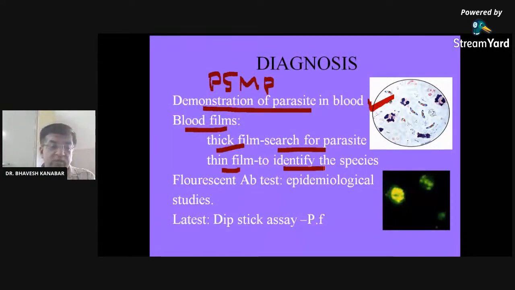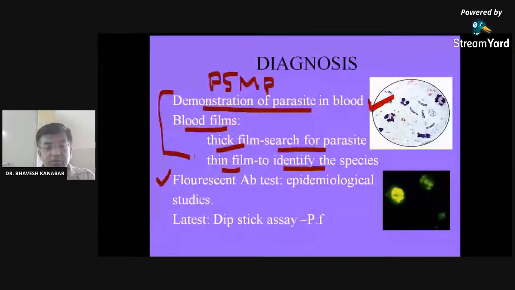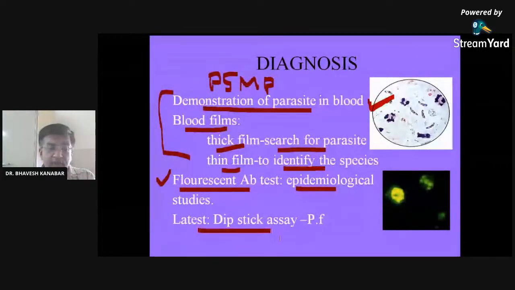There are other tests which are of theoretical purpose, but only with this test can you see it will be 100% diagnosed. There is another test, fluorescent antibody test, that is only for epidemiological studies, not routinely prescribed. There is one, let us say, dipstick assay or rapid diagnostic test, RDT. You can say that RDT.